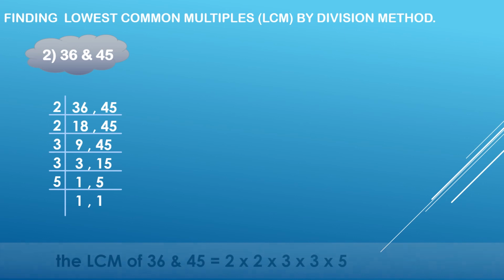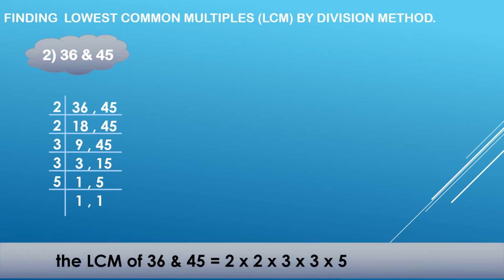So the LCM of 36 and 45 is equal to 2 multiplied by 2 multiplied by 3 multiplied by 3 multiplied by 5. Now do the multiplication. We get 180. Thus, the LCM of 36 and 45 is equal to 180.